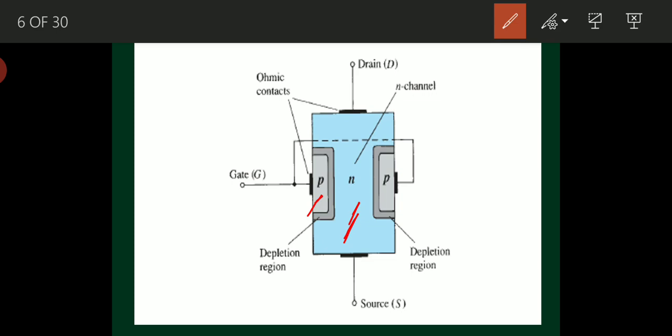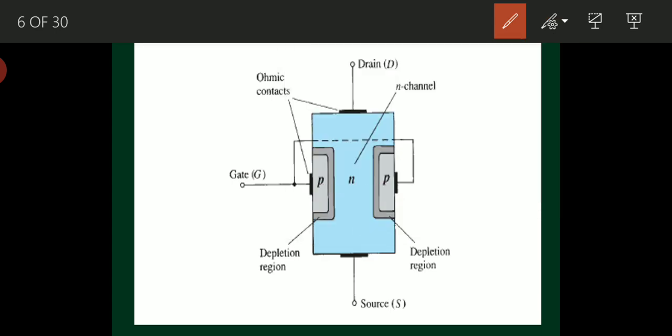In this p-type semiconductor substrate, holes are majority charge carriers, and in n-type semiconductor substrate, holes are minority charge carriers. So what will happen? The holes which are in high concentration will move from the p-type substrate to the n-channel. Likewise, the electrons are majority charge carriers in the n-type material and minority charge carriers in the p-type material. So electrons move from n-type to p-type like this.